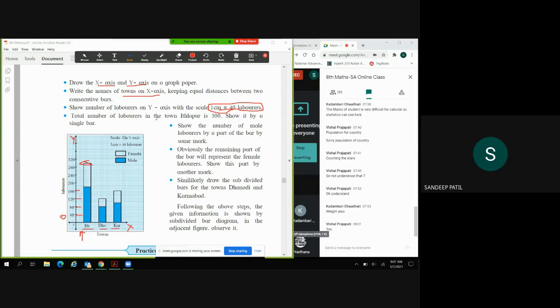Total number of laborers in the town Italpur is 300. Show it by a single bar. So we know that here the total is 300 laborers, so we have made a single bar of 300.